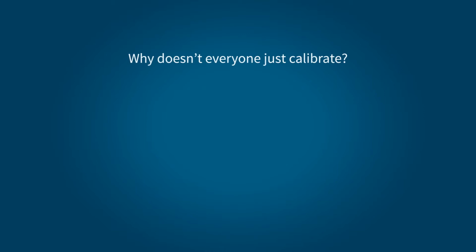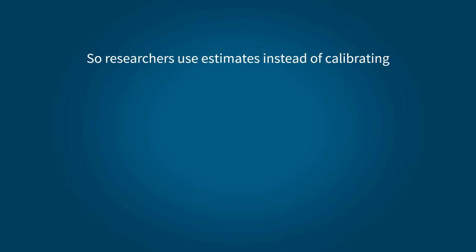So why doesn't everyone just calibrate? The reason is that calibrating a PV catheter can be technically challenging, time-consuming, and potentially expensive. These pressures drive researchers to use estimates, or default values for calibration parameters, instead of calibrating the system for individual animals. For users of admittance technology, this has now become the recommended approach to arriving at volume-calibrated data.